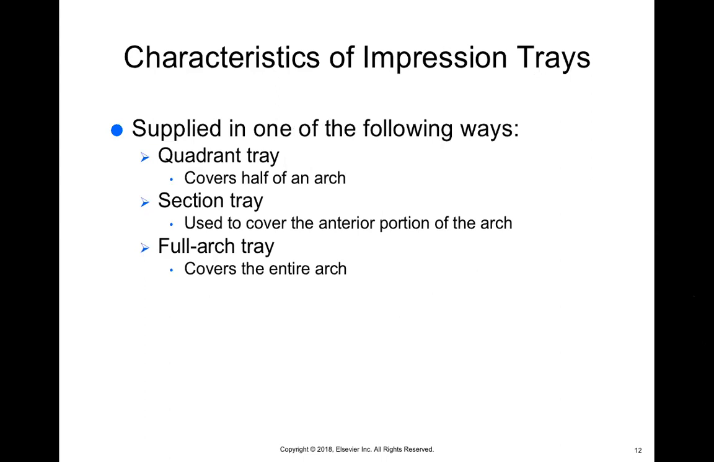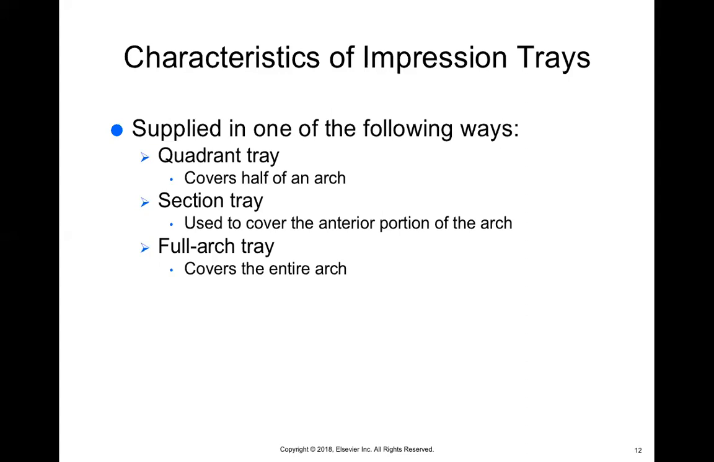Now the characteristics of the impression trays: they can come in different forms. We have quadrant, section, and full arch trays. Of course, your quadrant trays are cut in a way that you can only use them for one quadrant. And the way this works is kind of opposite.